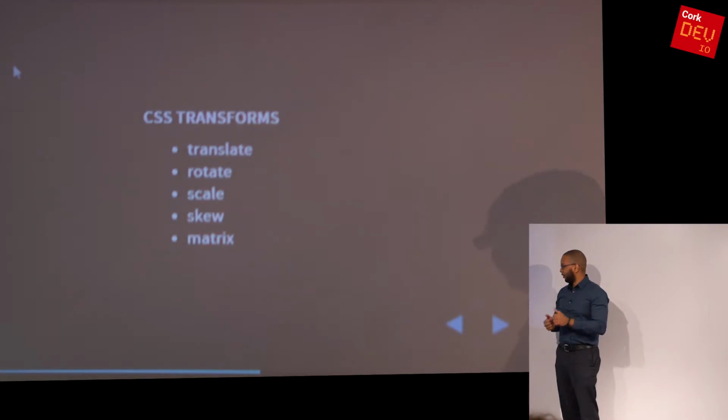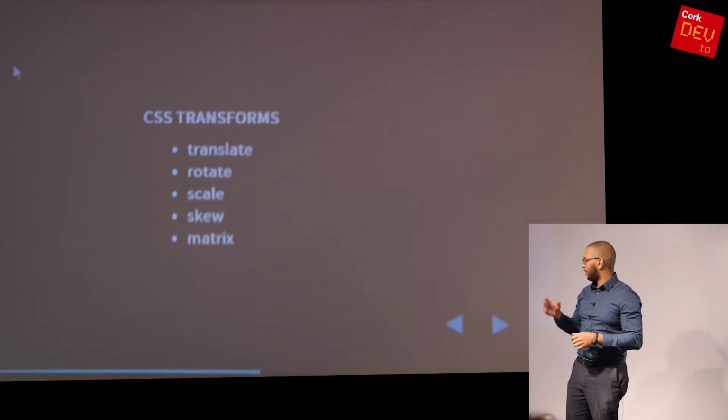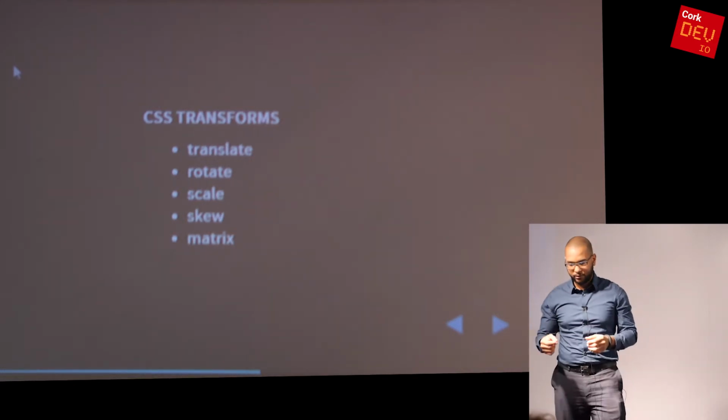Scale, you can make an object bigger or smaller. Skew and matrix, which is just a mix of the other four. A matrix, you can actually pass six values to it and do rotation, skewing, translating.